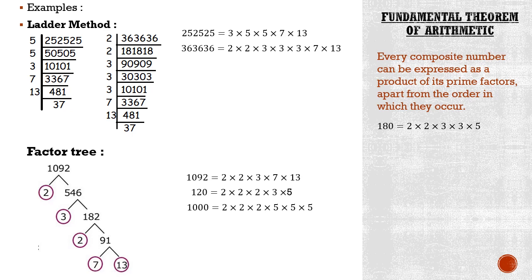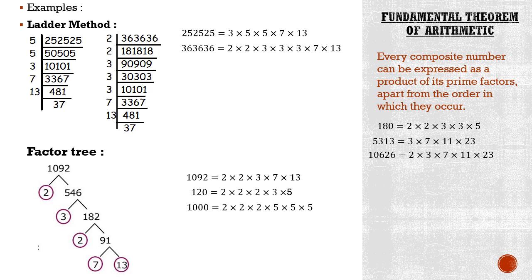180. If you follow this method or the factor tree to do the prime factorization of 180, we will get 2 into 2 into 3 into 3 into 5. In the power form, we can write this as 2 square into 3 square into 5 raised to 1. Next one, suppose we take 5313. This can be written as 3 into 7 into 11 into 13. Next one, if we take 10,626, again by using prime factorization, this can be written as follows. You can try these examples.